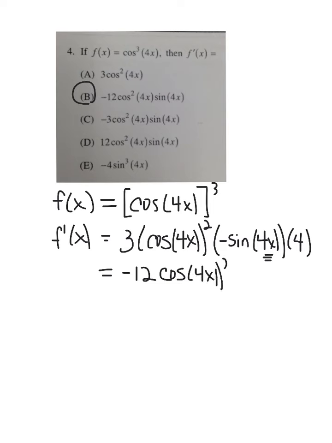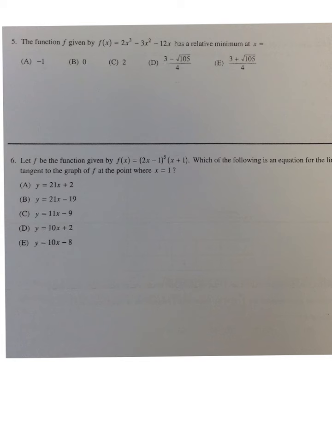That quantity is going to be squared. And then I just have the sine of 4x. Remember, the negative went all the way in front. And there's your answer, choice B. Okay, number 5, the answer is choice C.